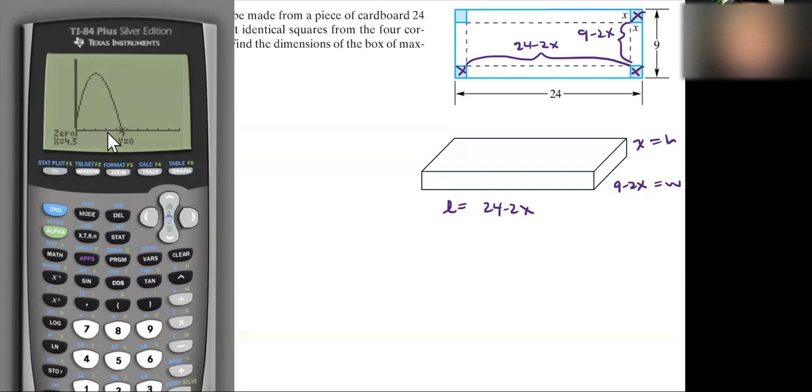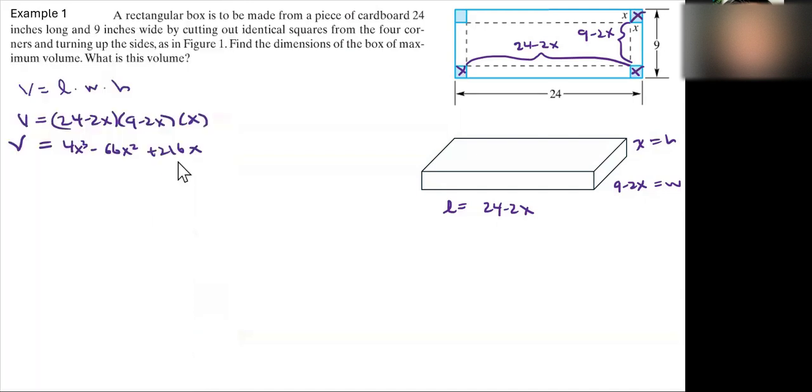Our domain is going to go from 0 to 4.5. We don't want anything beyond that because, as you can see from the graph, we're going to go into negative volume, and we don't want that. So now we know what our parameter, or our domain, is: from 0 to 4.5.